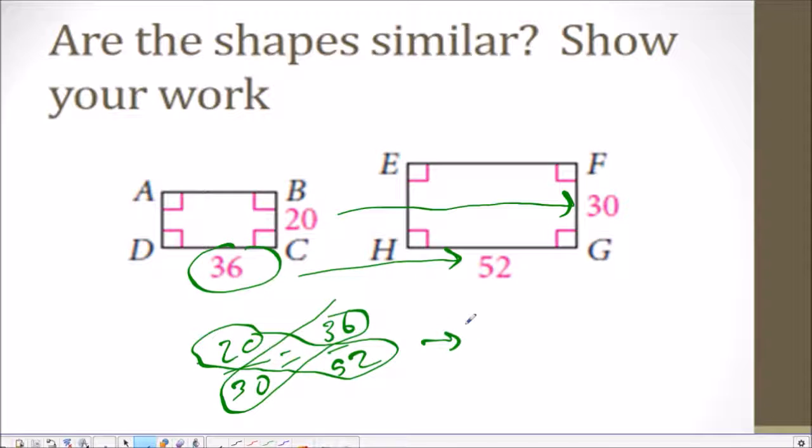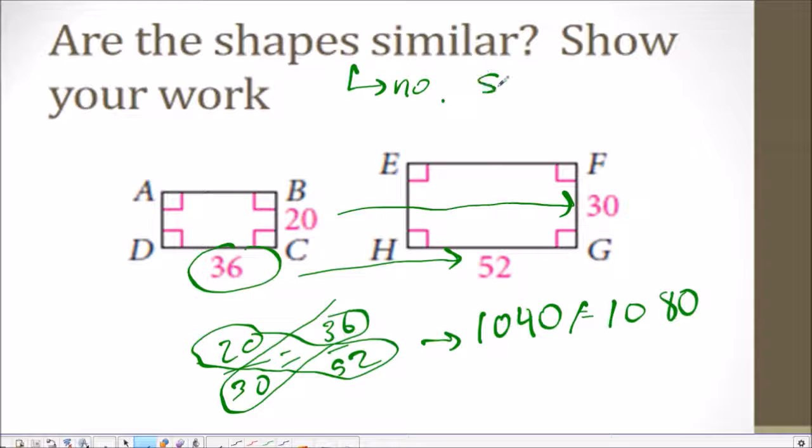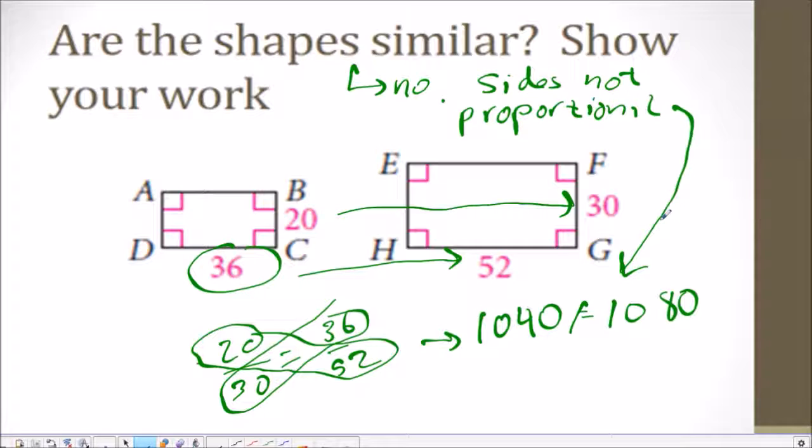I'm going to write my work over here. Okay, so here I go. 20 times 52. When I do that, I get 1,040. And when I do 36 times 30, I get 1,080. So what does that mean? This says 1,040 equals 1,080, and that clearly is not true. They're not the same. So what does that tell us? It tells us the shapes are not similar. So we say no, sides not proportional. And I'm going to put a little arrow because we've shown our work right there. That proves that the side lengths are not proportional.